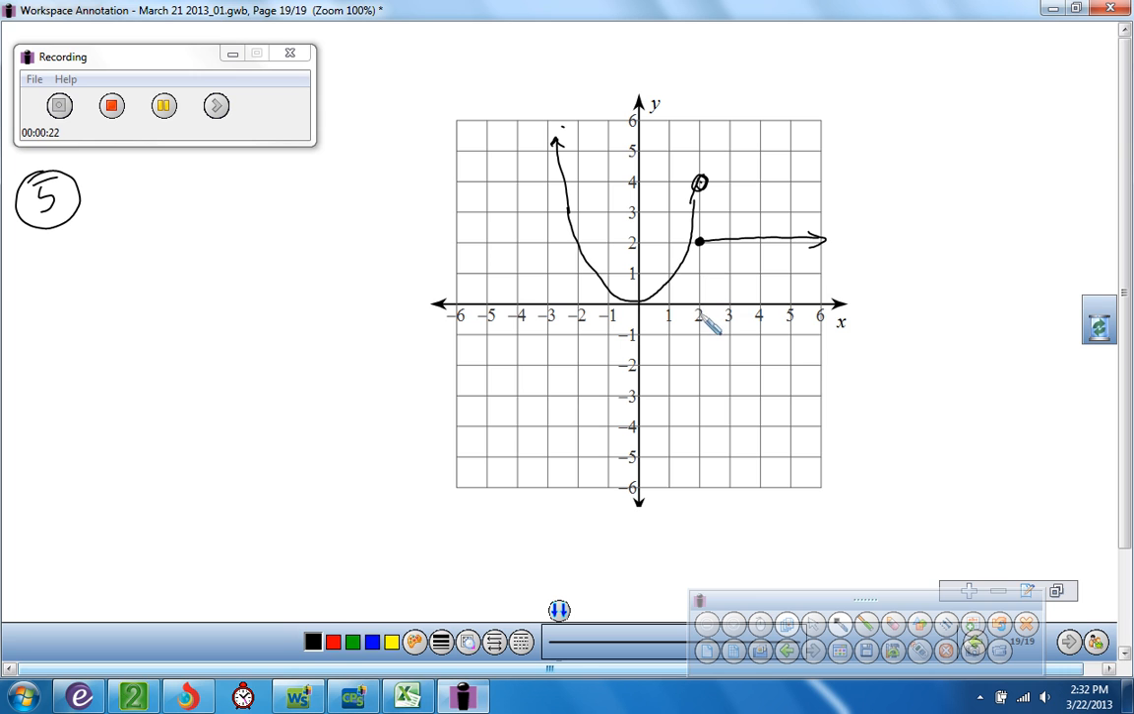Okay, so the point of discontinuity here would be (4, 2). But we're only worried about the x value, so the x value is 2. So the function is discontinuous at x equals 2 because there's a break in our graph.